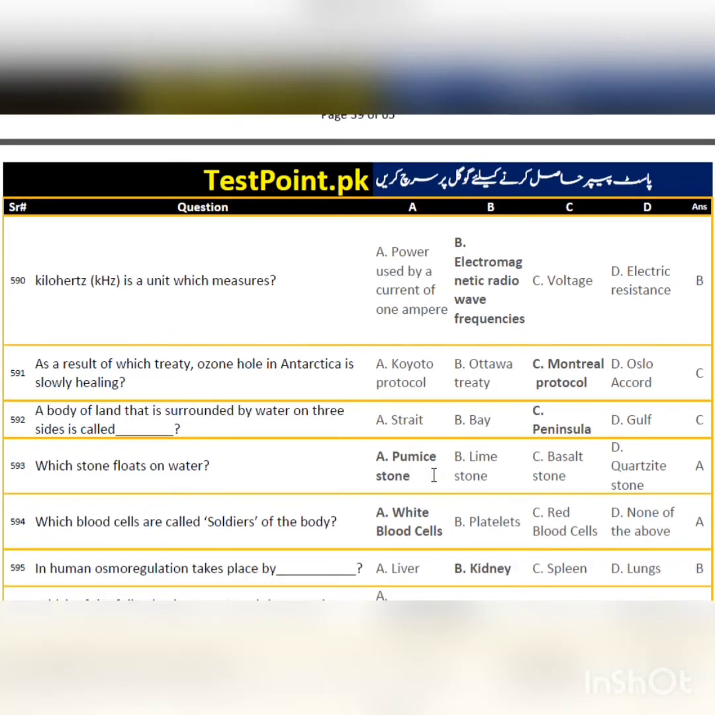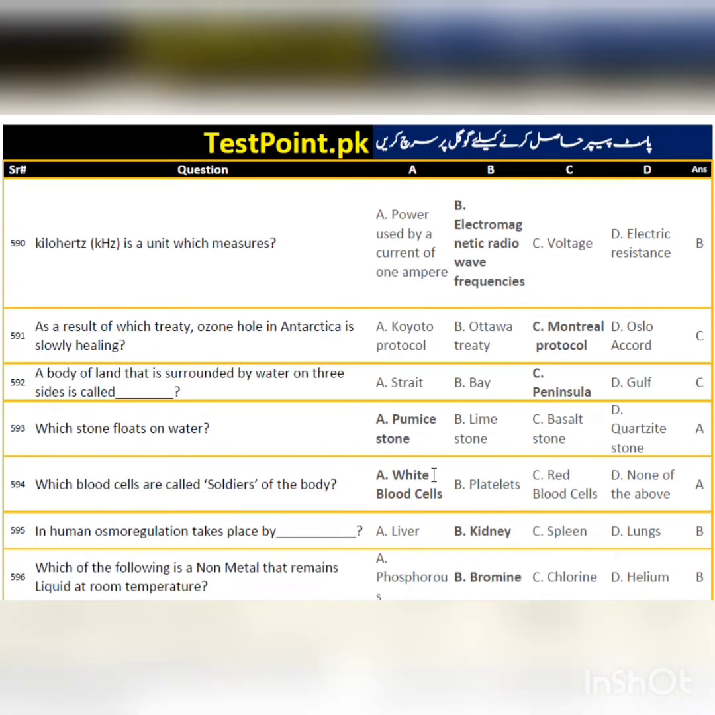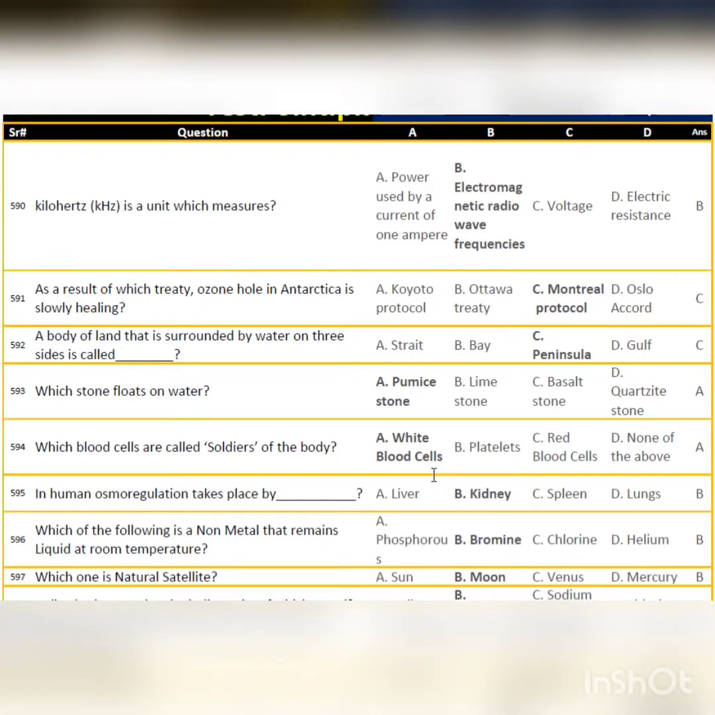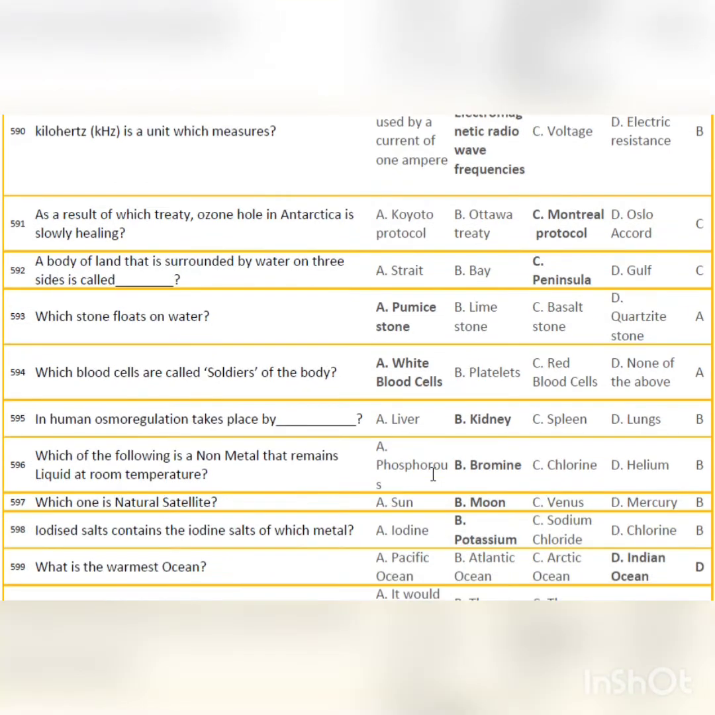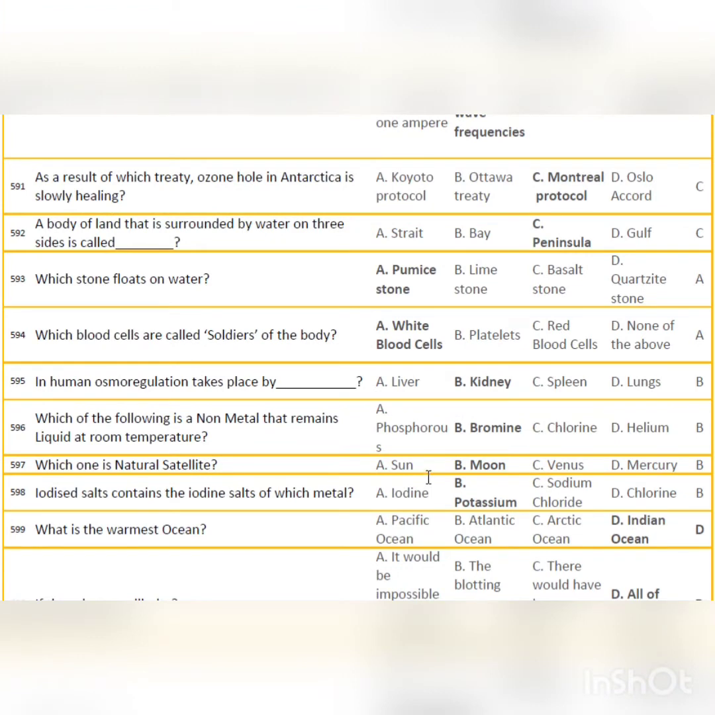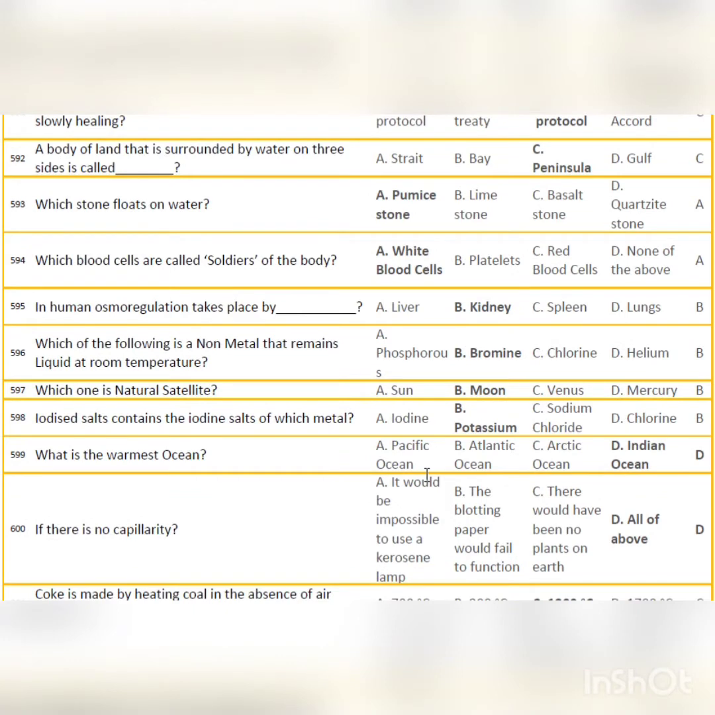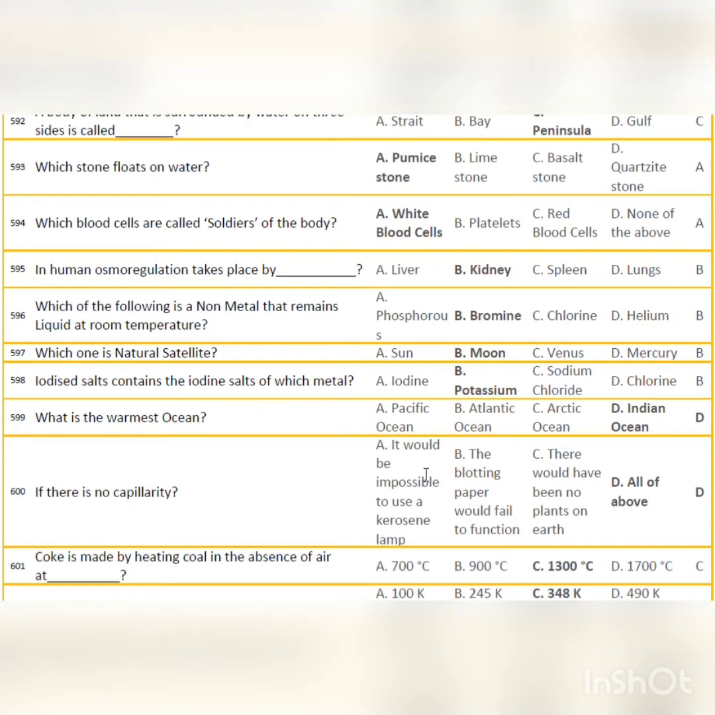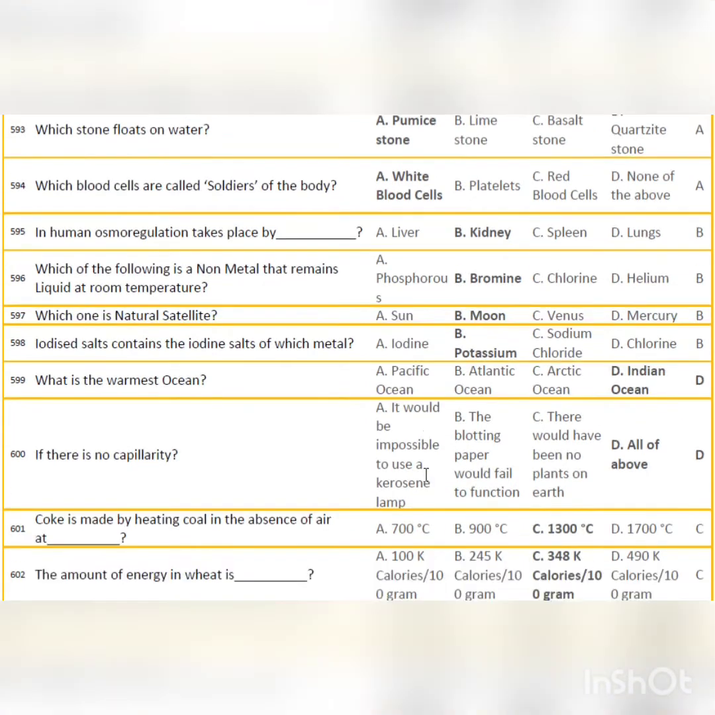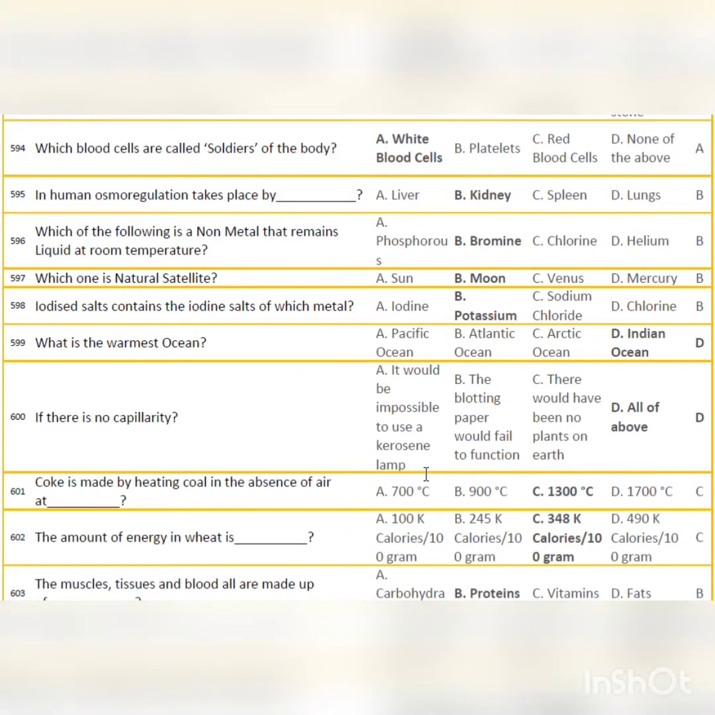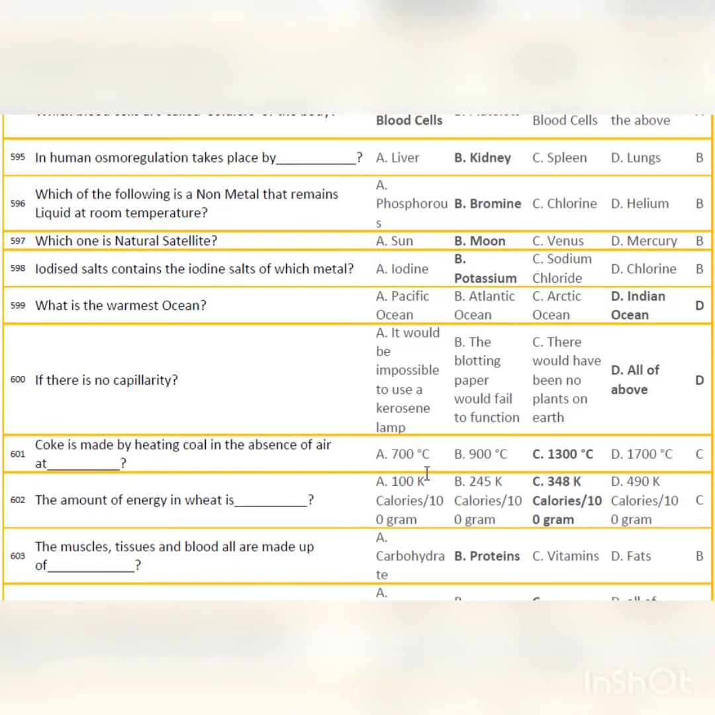Which law states that the volume of a given amount of gas held at constant pressure is directly proportional to the thermal temperature? A. Charles's law, B. Avogadro's law, C. Gay-Lussac's law, D. Boyle's law. Answer is A. Charles's law.